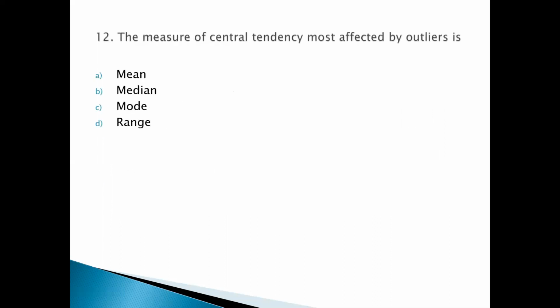The measure of central tendency most affected by outliers is A, mean, B, median, C, mode, and D, range.